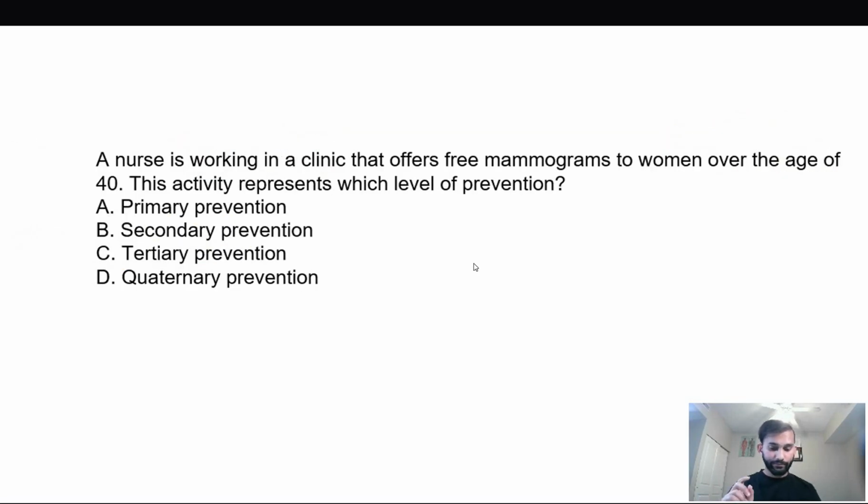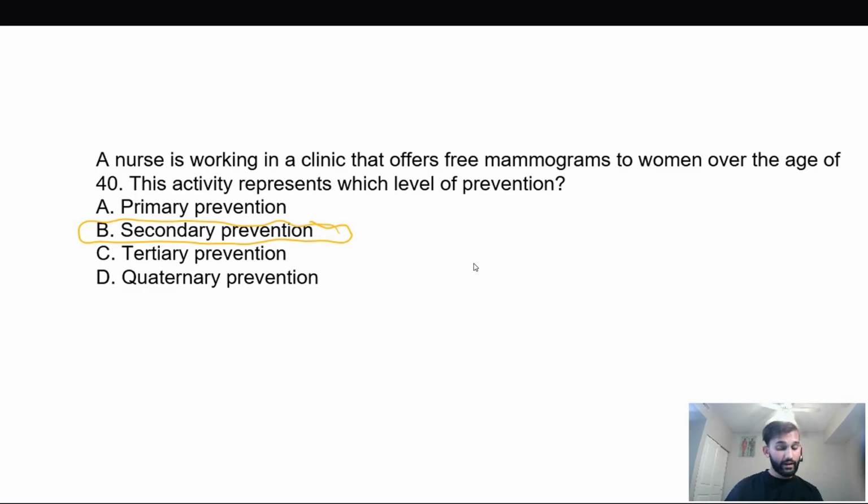Let's try one more question. A nurse is working in a clinic that offers free mammograms to women over the age of 40. The activity represents which level of prevention? Primary, secondary, tertiary, or quaternary? Now, for this question, the answer, as you have guessed, is secondary. So, good job if you have selected this one. So, what is secondary again? Secondary focuses on early detection and treatment of disease with the help of screening. For example, screening of breast cancer through mammography in this case. So, the answer will be secondary.